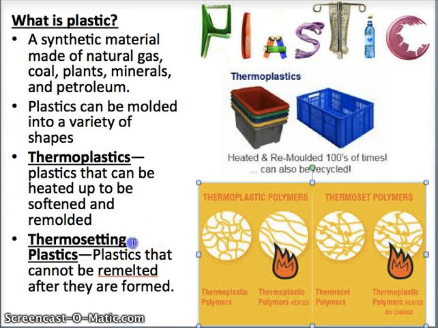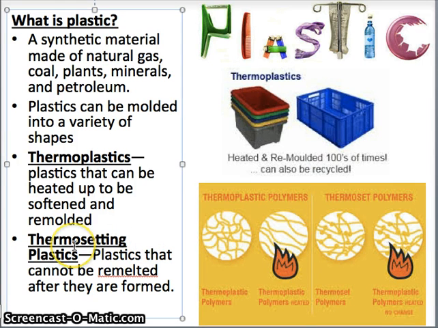On the other hand, there's another type of plastic called thermosetting plastic. This type of plastic can be melted once and molded, but after it's molded and cooled, it can't be remelted to make something new.